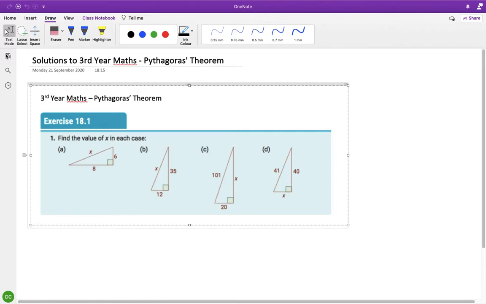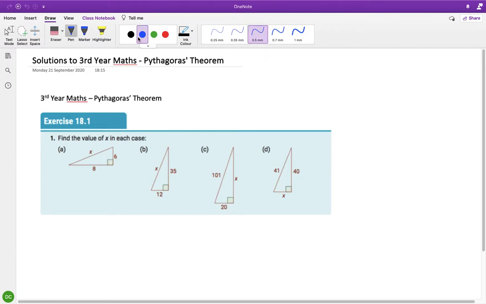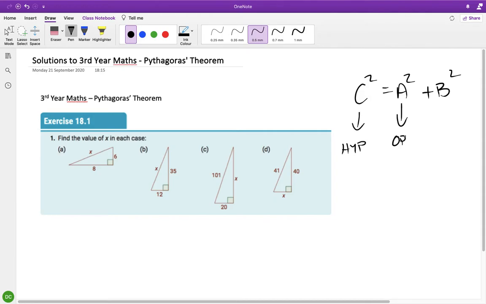Going to start up by correcting the homework from Monday. So we went through Pythagoras Theorem on Monday, which was that c squared equals a squared plus b squared, and then we learned that c is the hypotenuse, a is the opposite, and b is the adjacent side of the triangle.